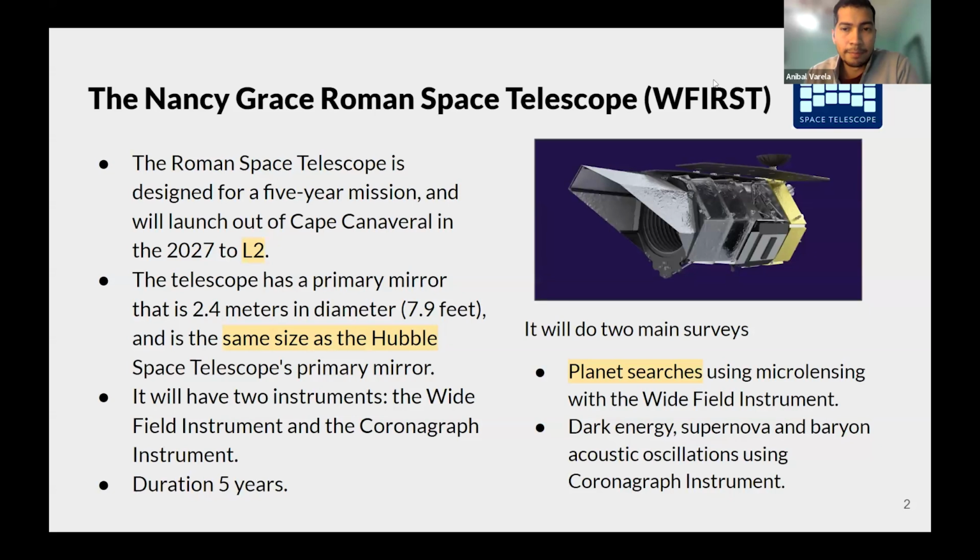So the Nancy Grace Roman is a NASA mission that will be launching in 2027 to the Lagrange orbit L2. And one of the main surveys will be a planet search using microlensing.